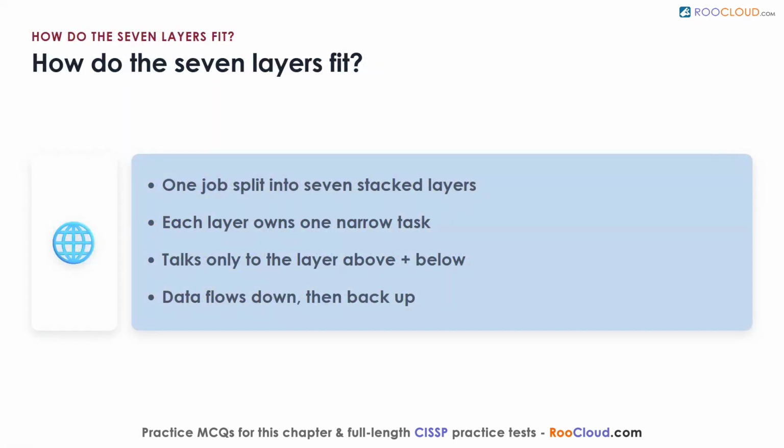How do the 7 layers fit together? The model splits the whole job of communication into 7 stacked layers. Each layer owns one narrow set of tasks and nothing more. A layer only ever talks to the one directly above it and the one directly below it. Picture an assembly line where each station does a single step before passing the work on. Data flows down the stack on the sending side and back up on the receiving side.